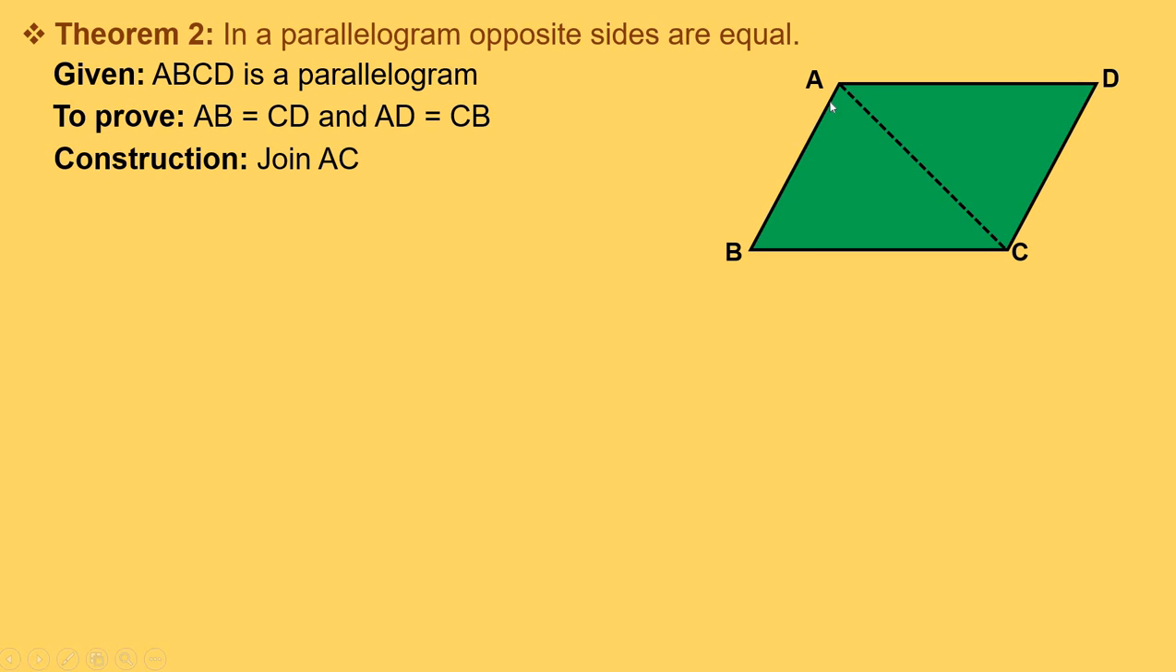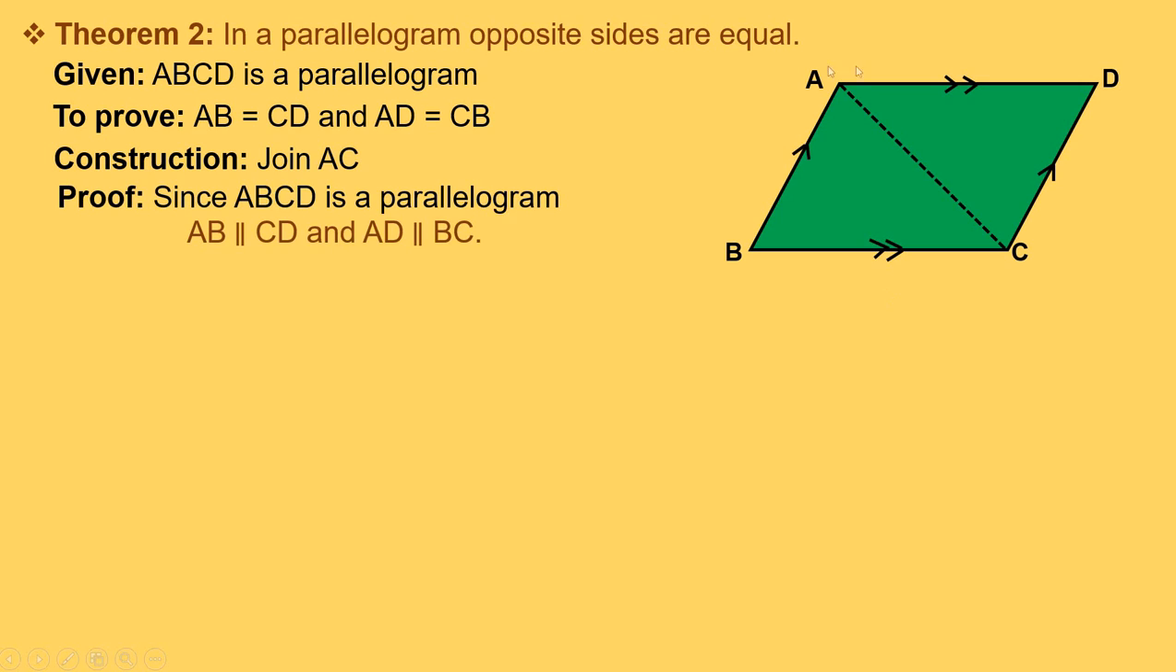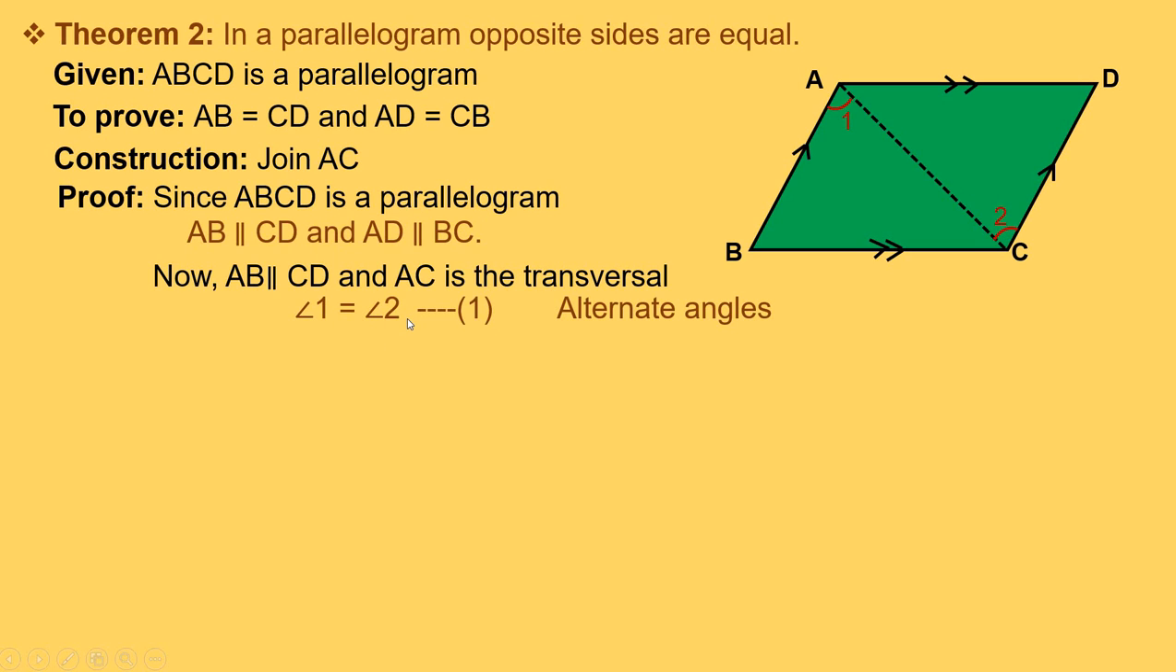Now for proof, since ABCD is a parallelogram, AB is parallel to CD and AD is parallel to BC. Now AB is parallel to CD and AC is the transversal. So angle BAC is equal to angle DCA. Alternate angles are equal. So let's take it as angle 1 and angle 2. So angle 1 is equal to angle 2. Let's take it as equation 1 since they are alternate angles.